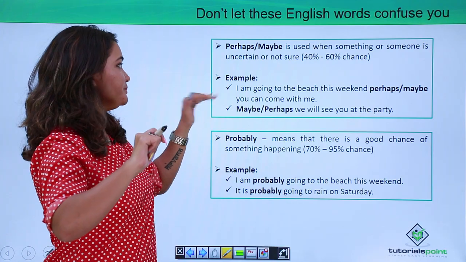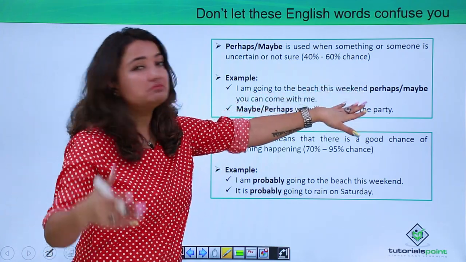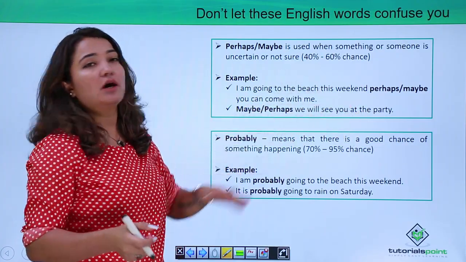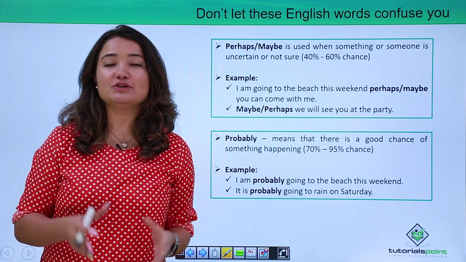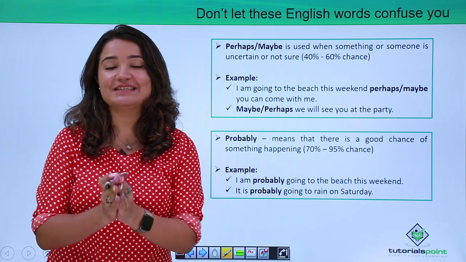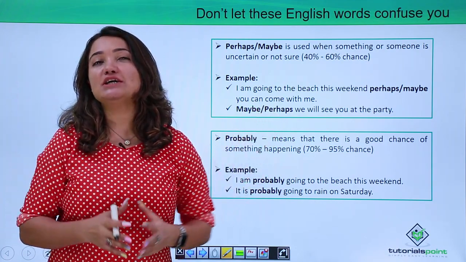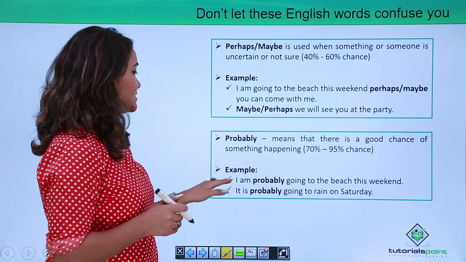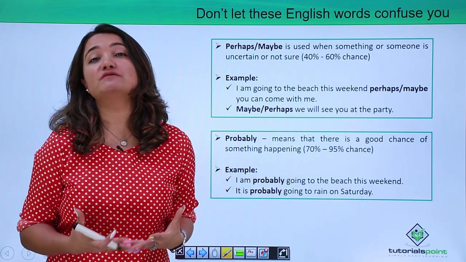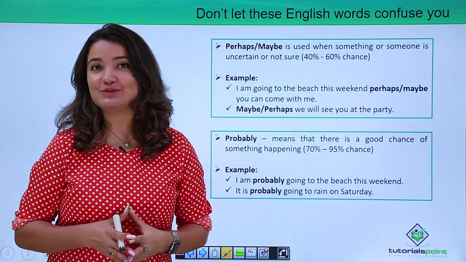Let's look at an example. I'm going to the beach this weekend. So perhaps or maybe, either of them can be used. Perhaps you can come with me, or maybe you can come with me. So it's like when you're not 100% sure that the person will come, that this thing will happen, that is when you can use maybe. Now, what if you were so sure? Well, in that case, I'm probably going to the beach this weekend. So you are more sure of something happening compared to the first case wherein you used perhaps or maybe.